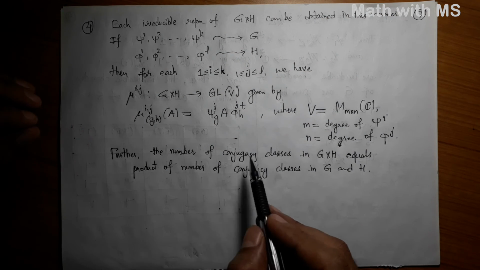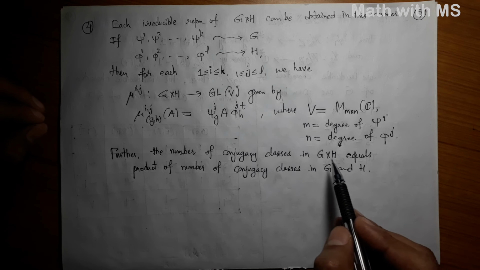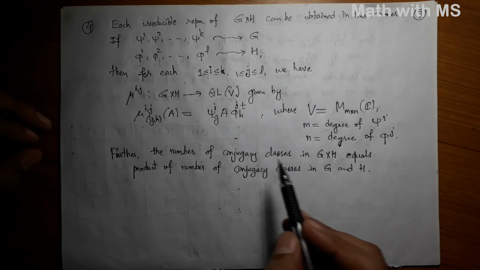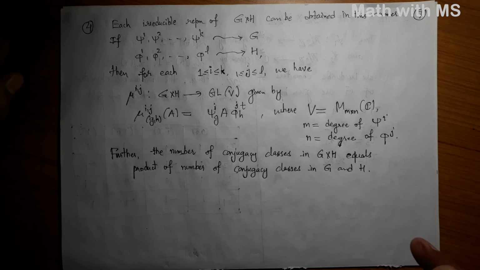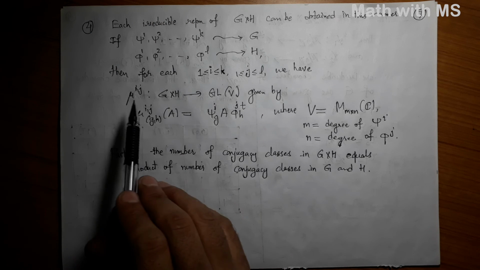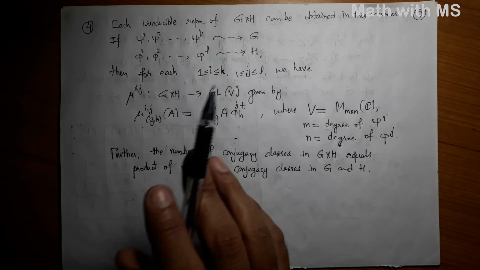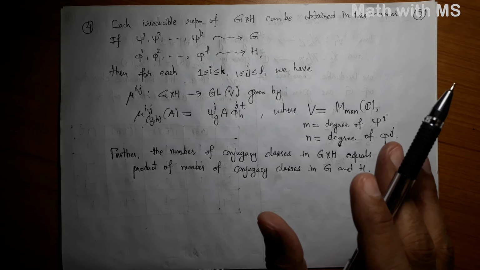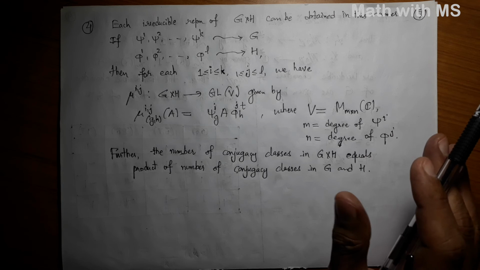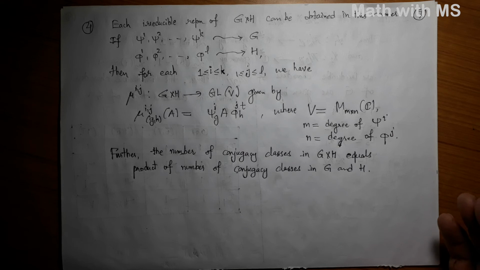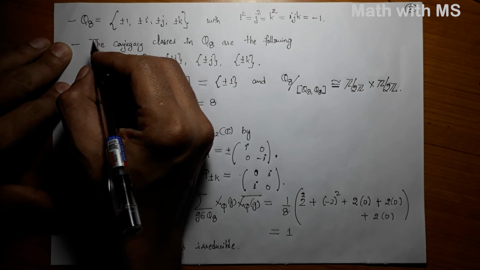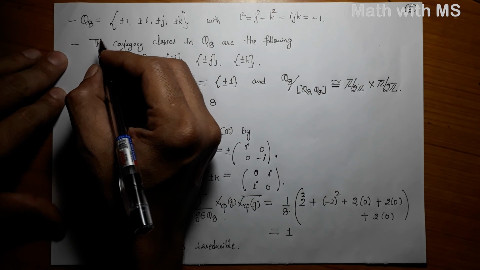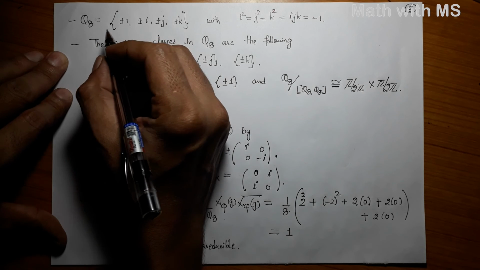But we know that the number of conjugacy classes in the direct product of two groups is the same as the number of conjugacy classes in G times the number of conjugacy classes in H. Thus, the mu ij's are all possible inequivalent irreducible representations of the group G times H. Let me conclude this lecture by computing all inequivalent irreducible representations of the quaternion group Q8.